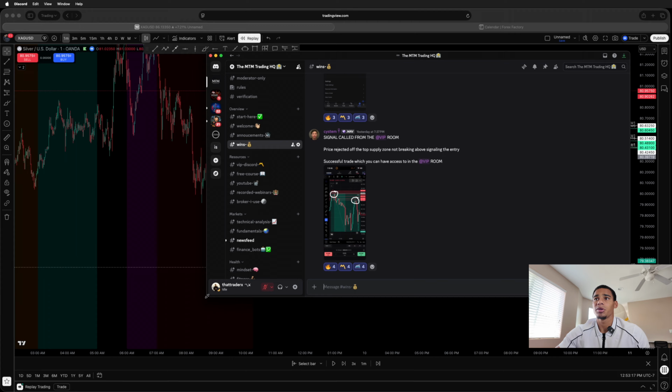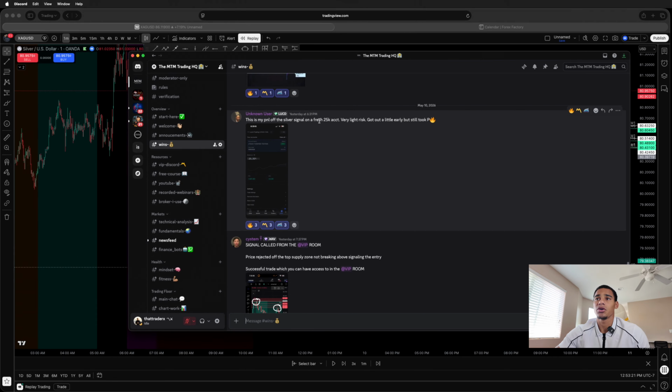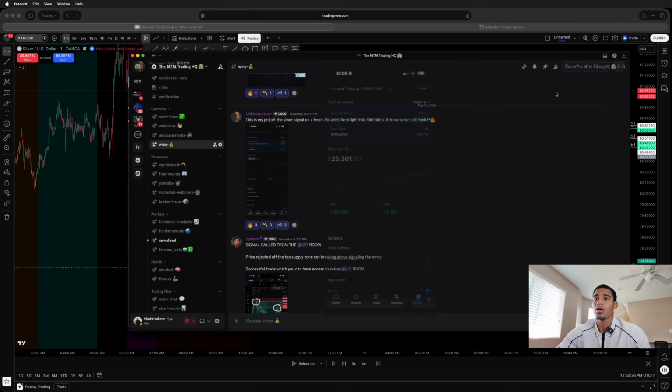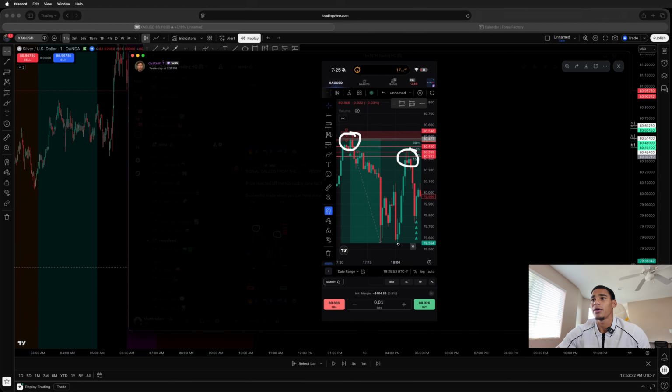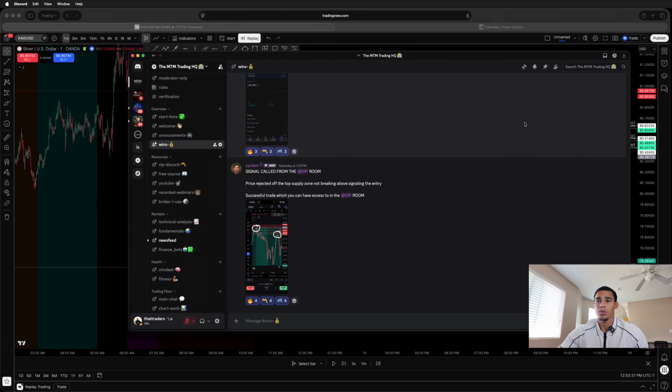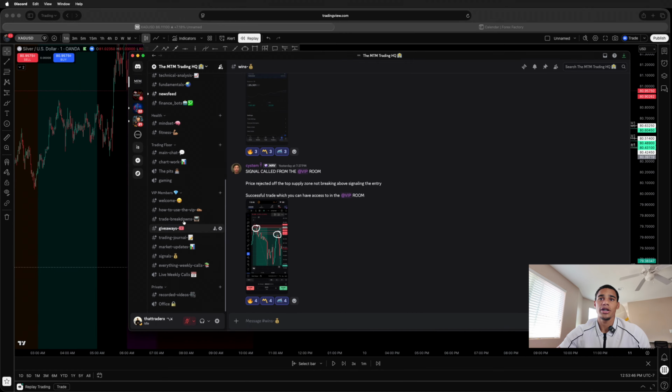You guys can see here some people actually took this exact trade with us. This is my P&L after the silver signal on a fresh 25K account. Light risk, he was able to capture $300. And then another one, signal called out from the VIP room, price rejected off the top supply. You know, he was able to get out here towards the very bottom. A little bit of a tighter stop. He decided to manage it how he wanted to manage it. So you don't have to directly do it exactly how I say. You can if you want, but you can also put your own twist on it as well. So these were how some other traders in the VIP were able to capitalize on this signal.